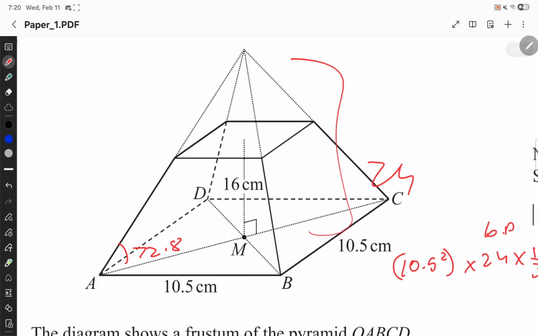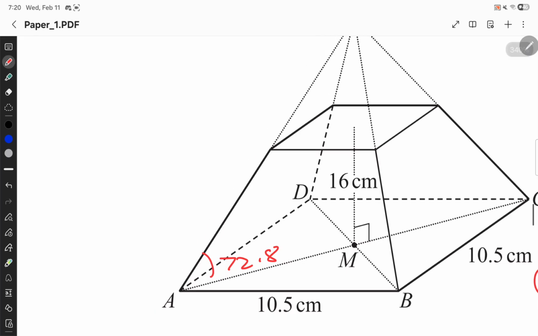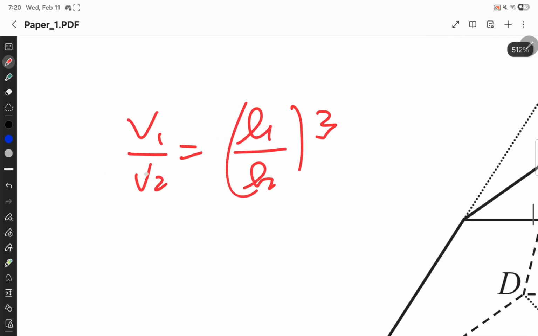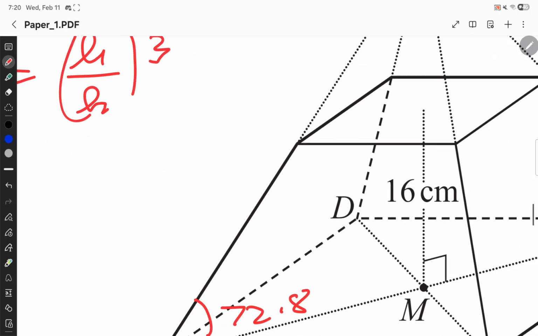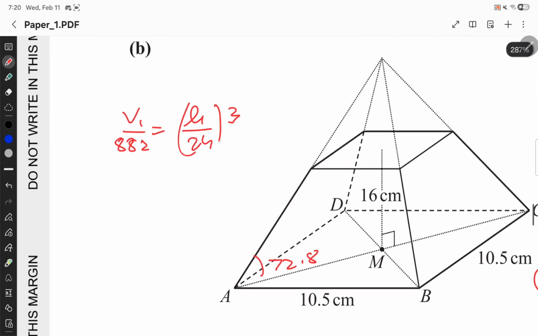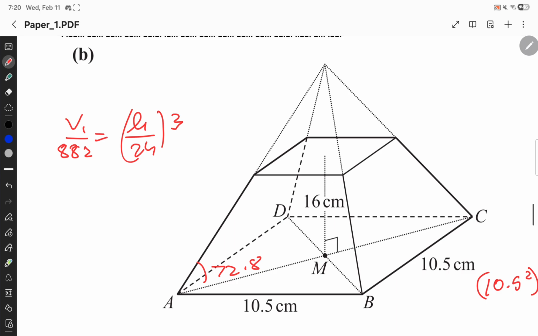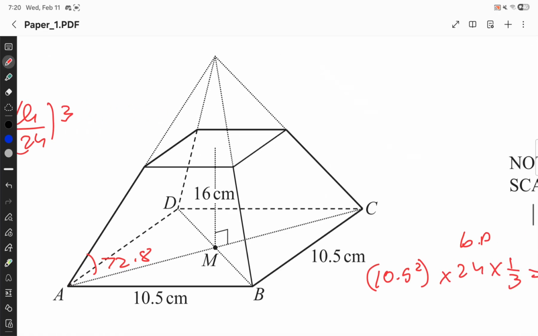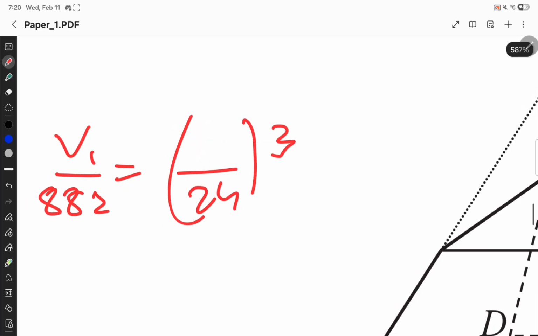Big pyramid, small pyramid. We can use the length ratio. V1 over V2 is equal to L1 over L2, cubed. Sorry. Let's say this is 882 and L2 is 24. Now what is L1? Well, L1 would be 8. Why? Because 24 minus 16 is 8, and we can have this as 8.